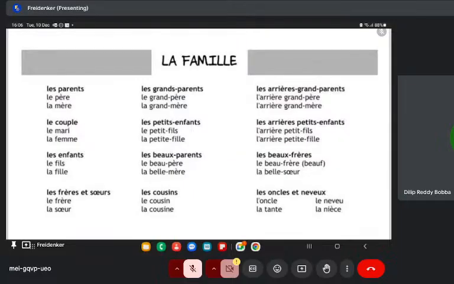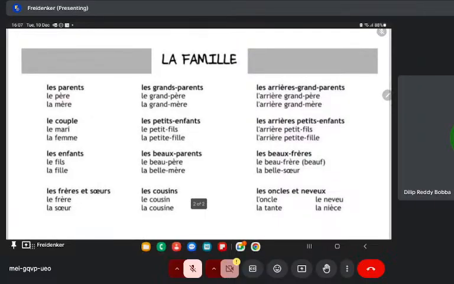So les parents, parents. Père is my father. Mère is mother. Couple is a couple. You have husband, mari. You have wife, femme. Notice the gender, what is masculine, what is feminine. Don't forget. So le mari, la femme, les enfants, the children. Le fils is the son, la fille is the daughter, les frères et sœurs, the brothers and sisters. Le frère is the brother, and la sœur is the sister.